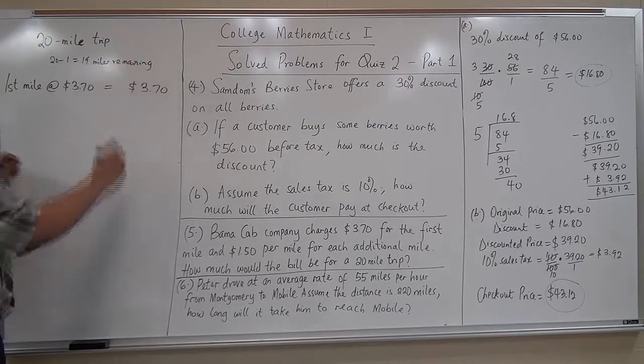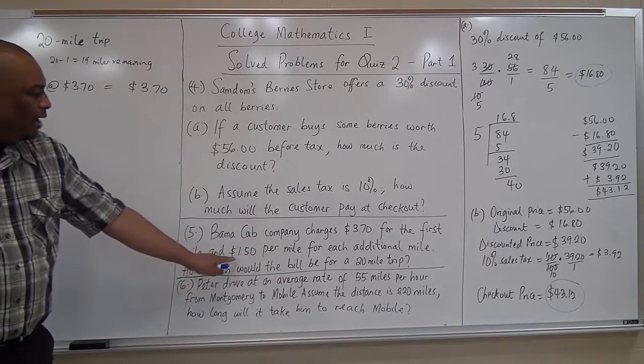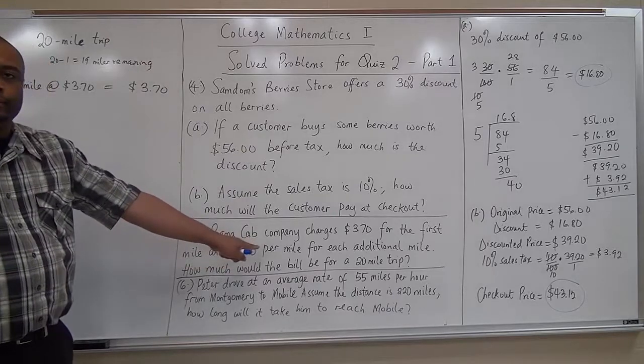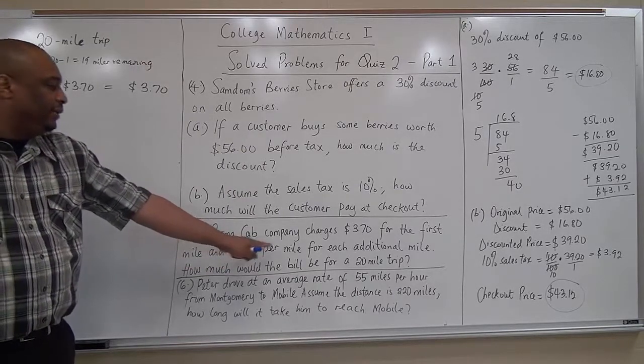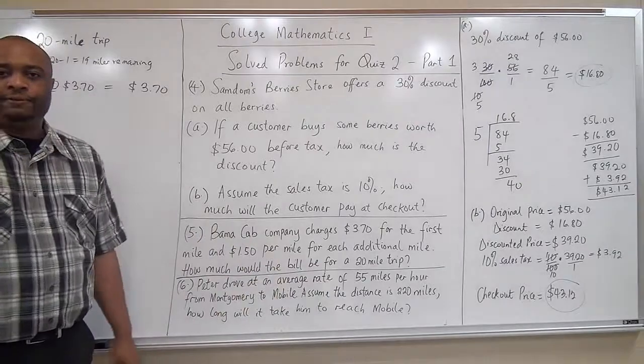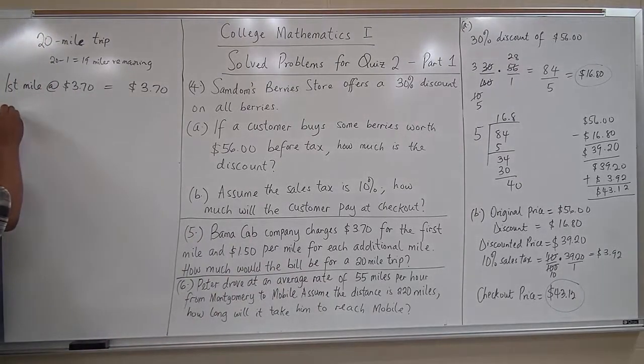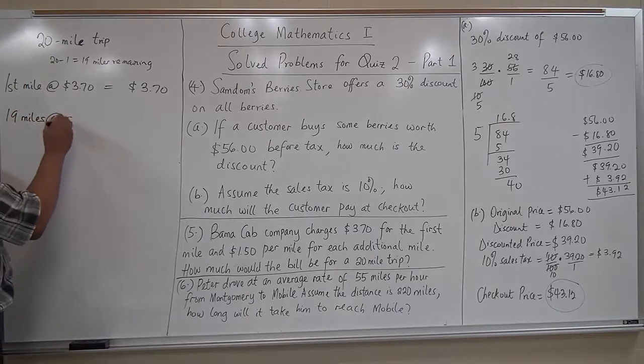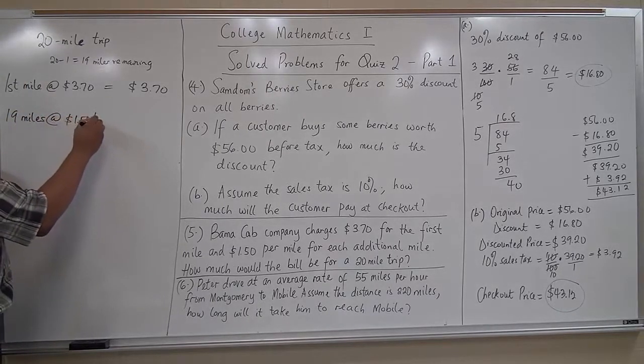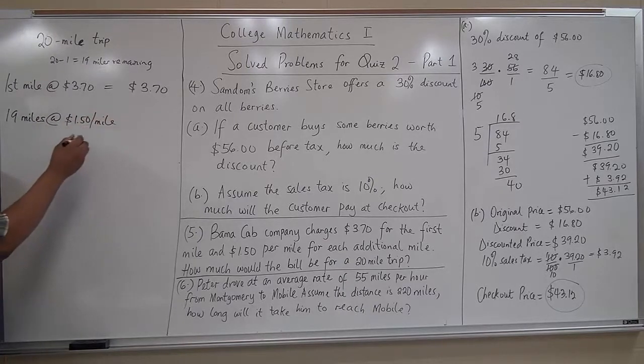And then it says here that it charges $1.50 per mile for each additional mile beyond the first mile. So 19 miles at $1.50 per mile. What will it be? You have to do 150 times 19.